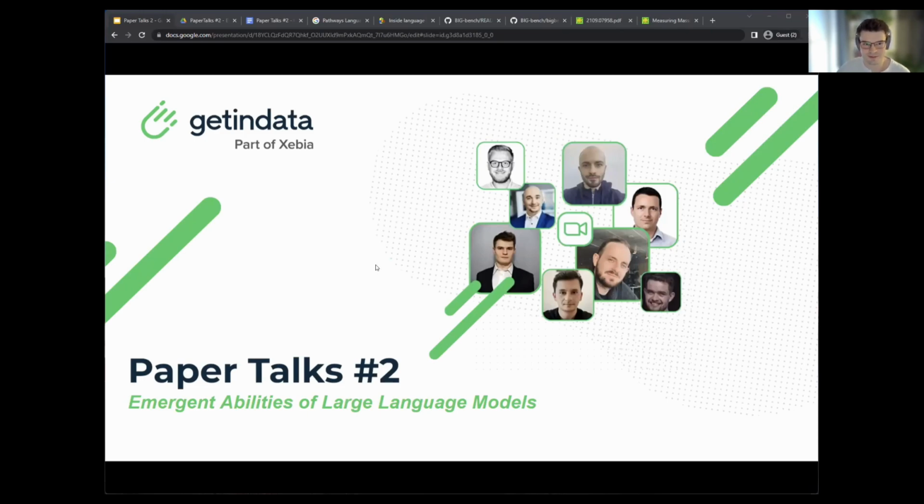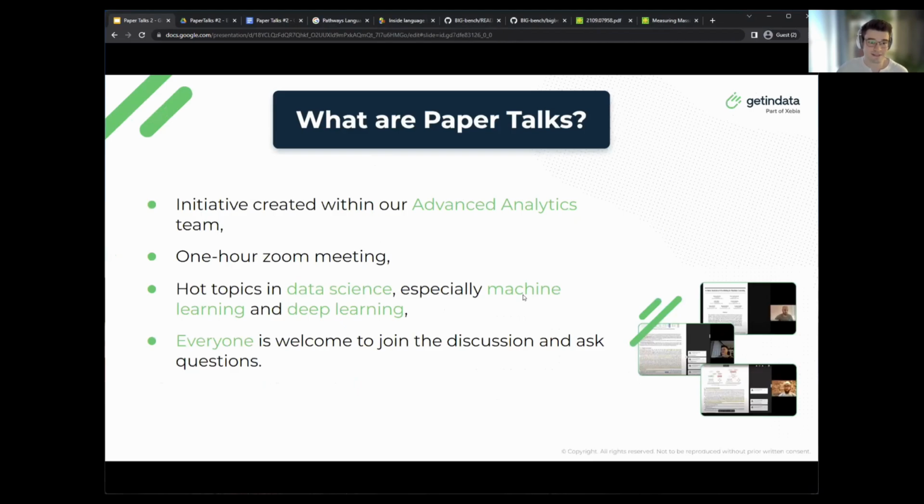Today we are going to host the second edition of our paper talks, which will be about the paper Emergent Abilities of Large Language Models. But before that, let's first quickly introduce you to what paper talks are.